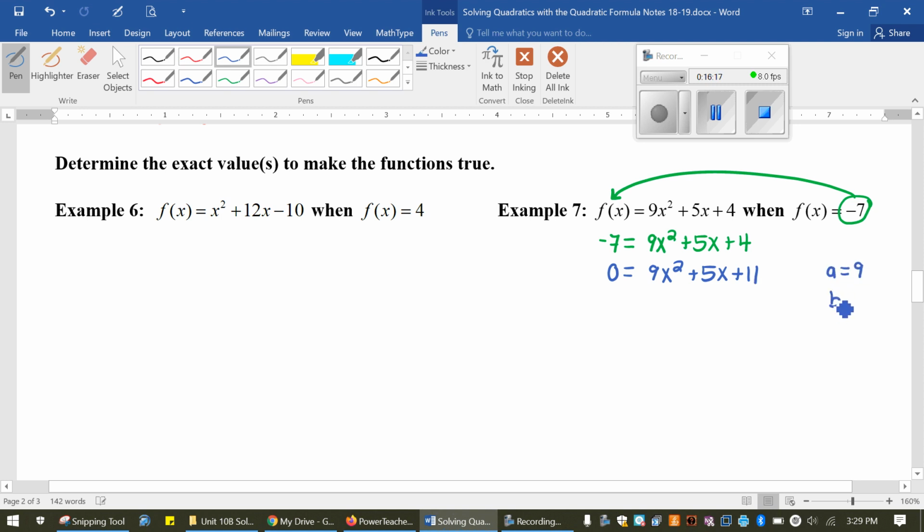So a is 9, b is 5, and c is 11. So x equals the opposite of b, which would be -5, plus or minus the square root of b squared minus 4ac, all over 2 times a.